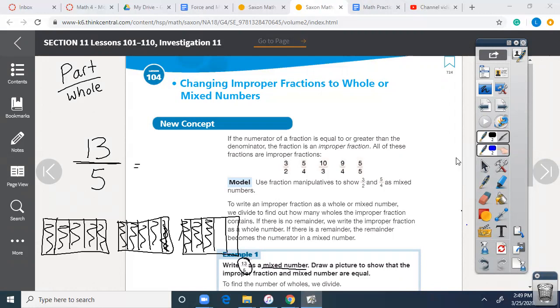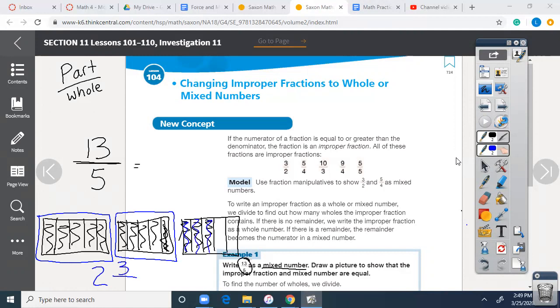How many whole rectangles do we have? This is all the way filled in, so that's 1. This is all the way filled in, so that's 2 whole rectangles. I have 2 whole ones plus 1 piece, 2 pieces, 3 pieces.